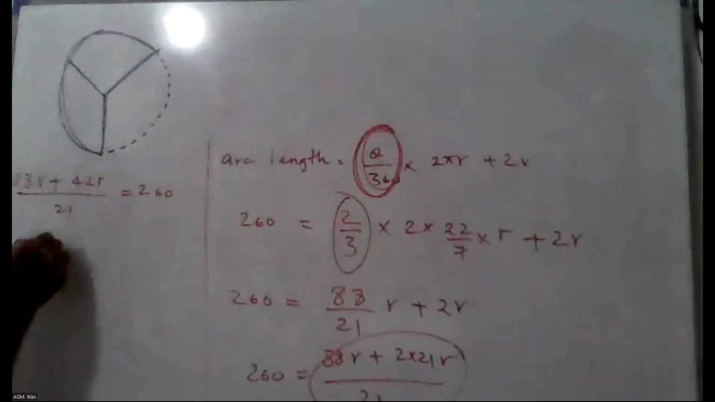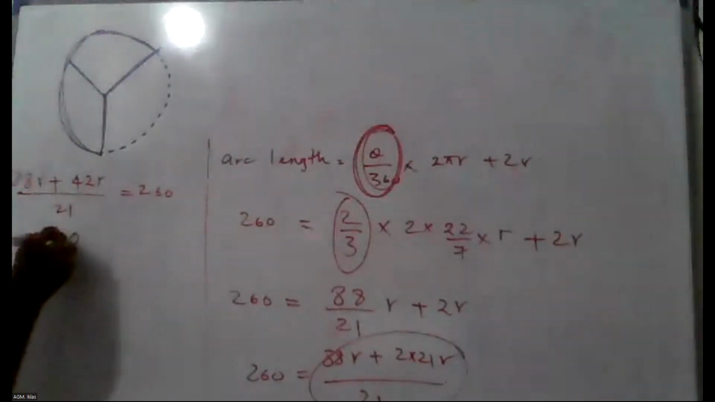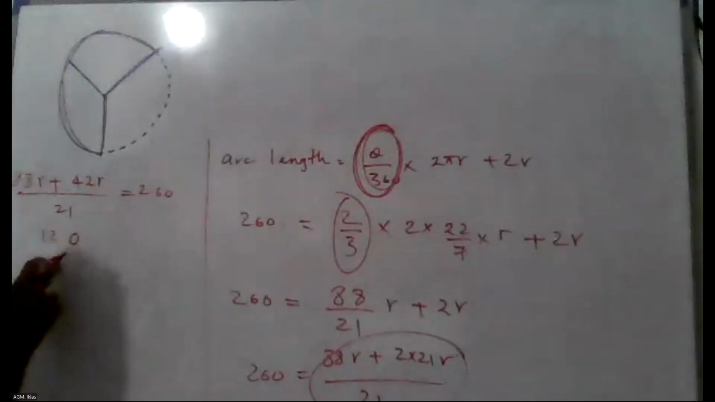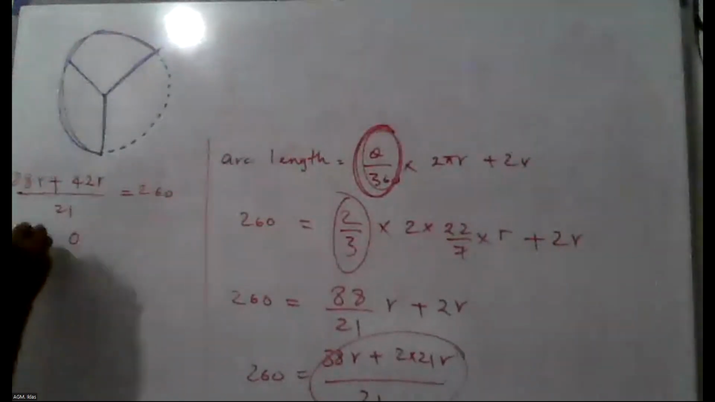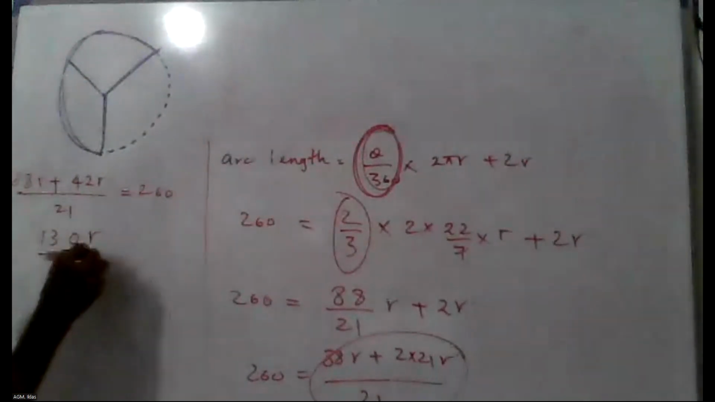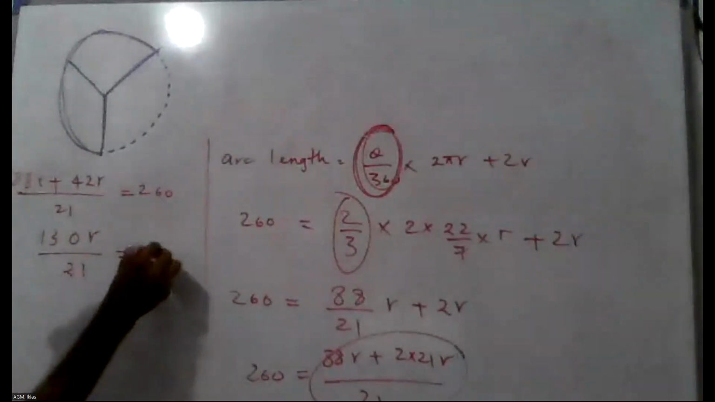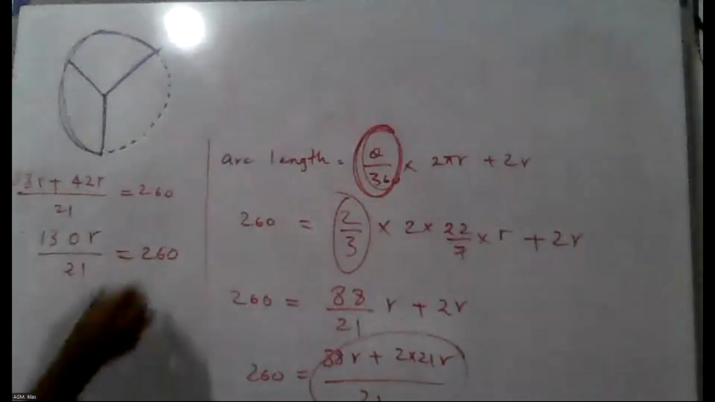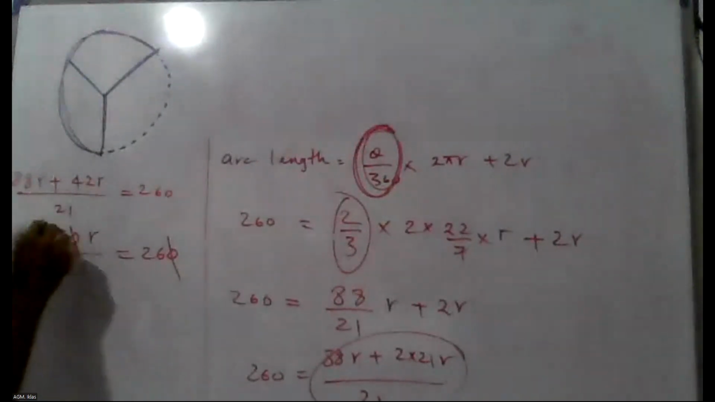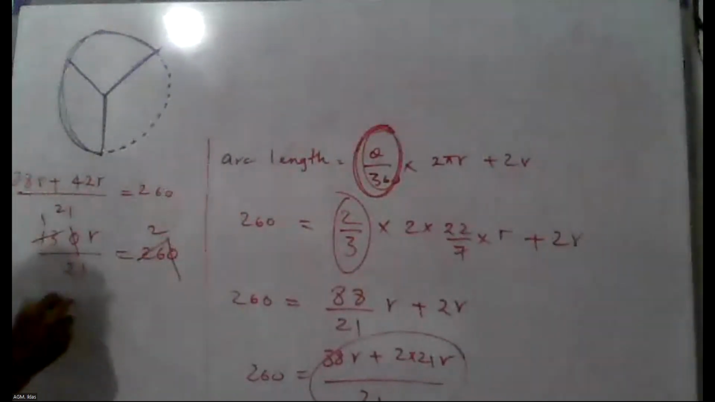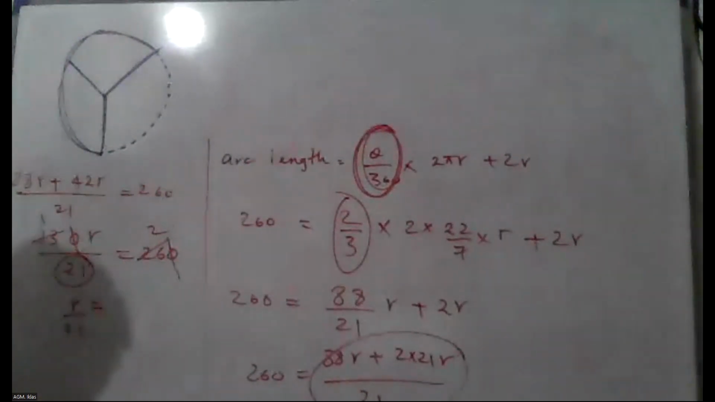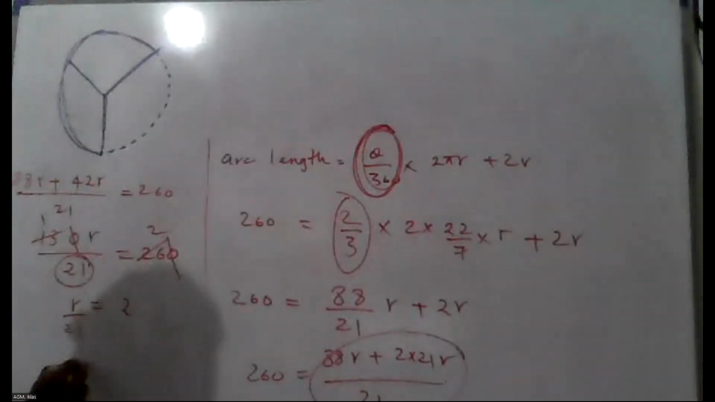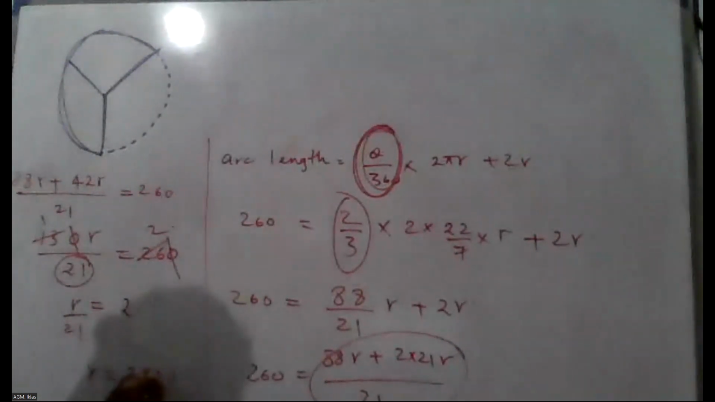So 88 plus 42 is 130. 130R over 21 is equal to 260. So if I simplify it, this 0 and this 0 will go. So here 1, here 2 times. So R over 21 is equal to 2. So R is equal to 2 into 21, which is equal to 42 centimeters.